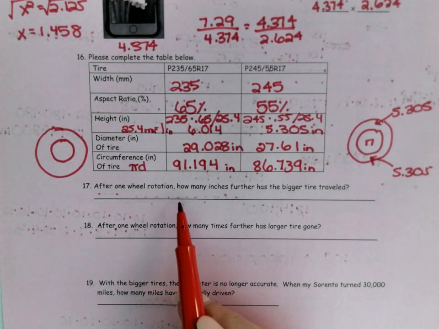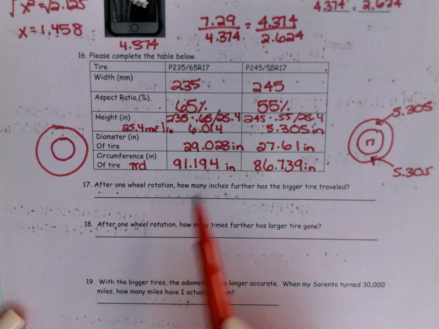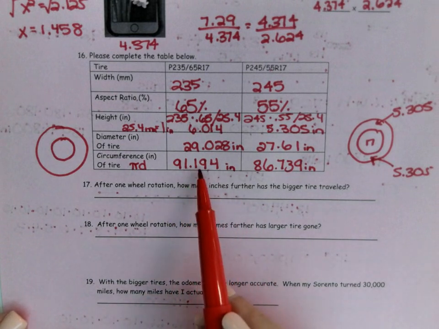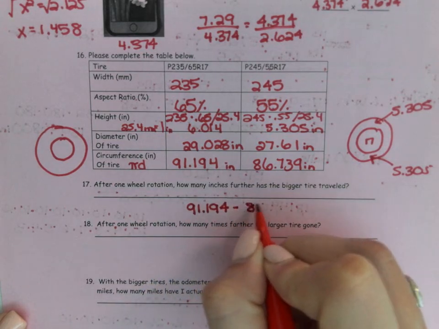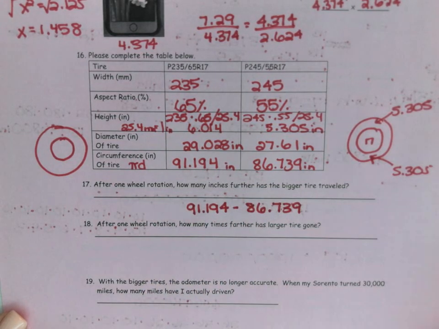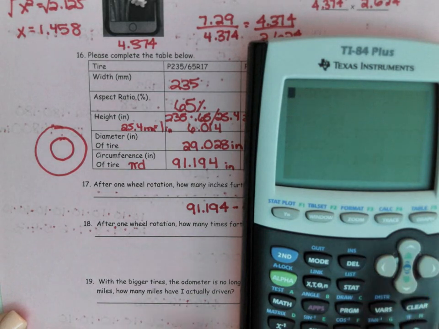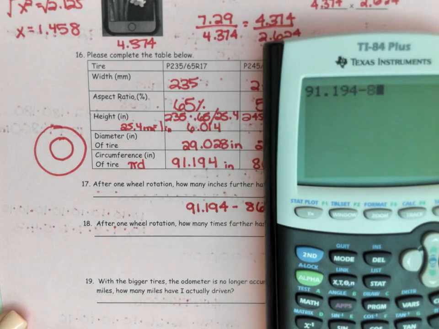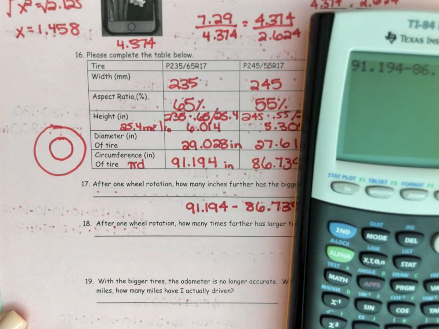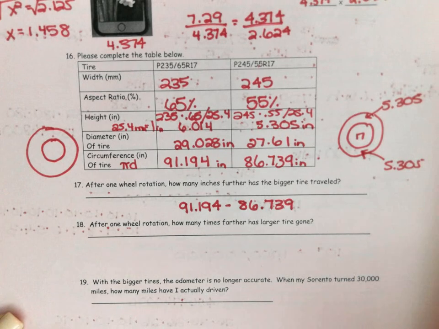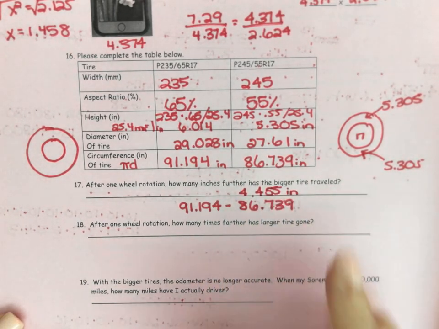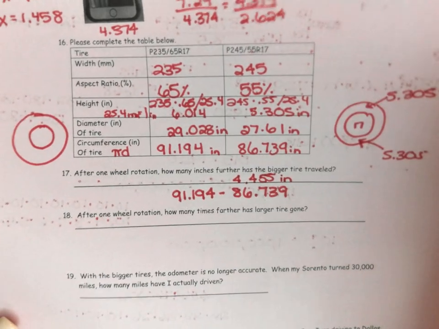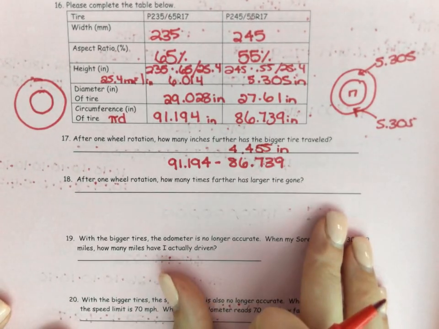Okay, after one real rotation, how many inches further has the bigger tire traveled? So this is our larger tire, and we're just finding the difference between them. 91.194 minus 86.739. So it has gone 4.455 inches further.